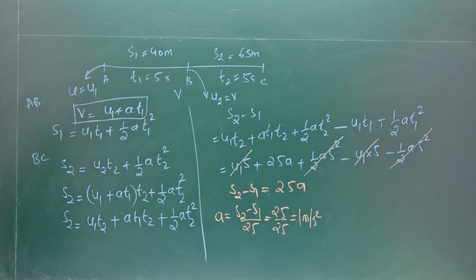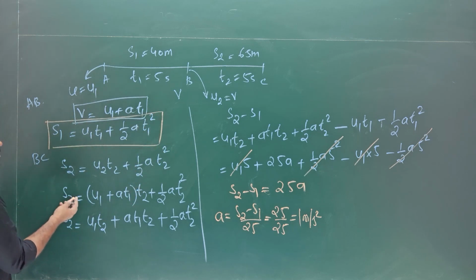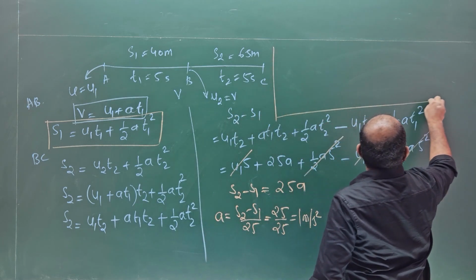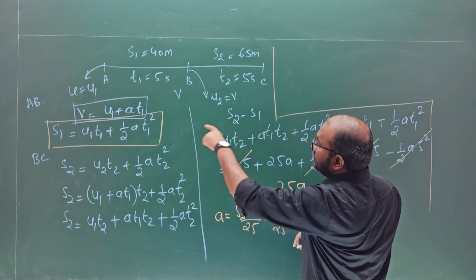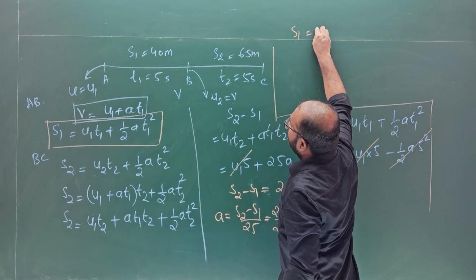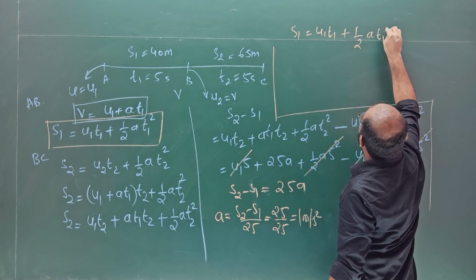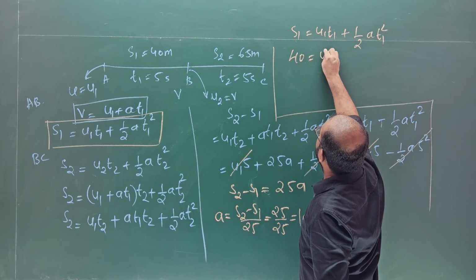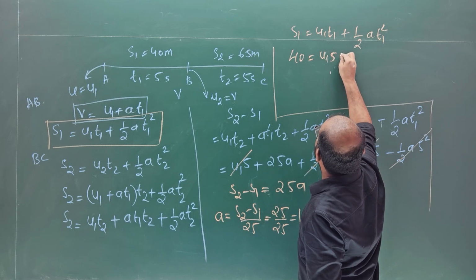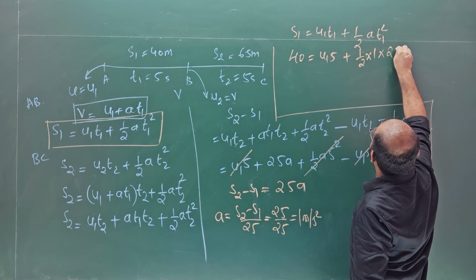Now we need to find the initial velocity. Substitute that value in any equation, either in S1 or S2, whatever you wish. So substituting the value of acceleration in the first equation, S1 is equal to U1 T1 plus half of A T1 square. Now S1 is 40, which is equal to U1 we don't know, T1 is 5, plus half of acceleration 1 into time square, that is 25.